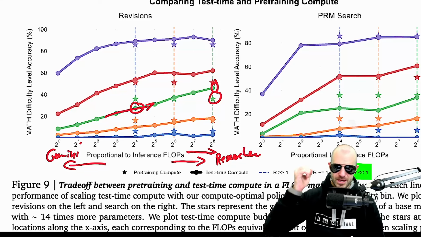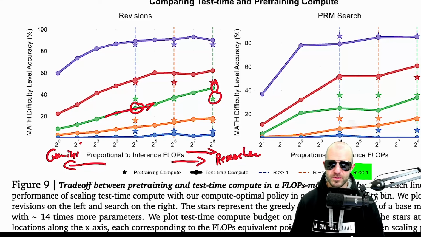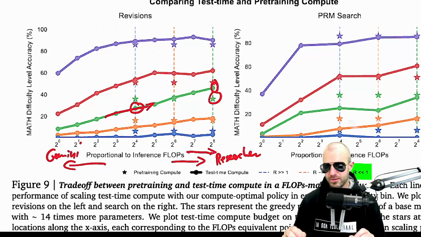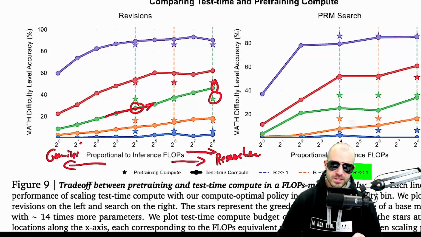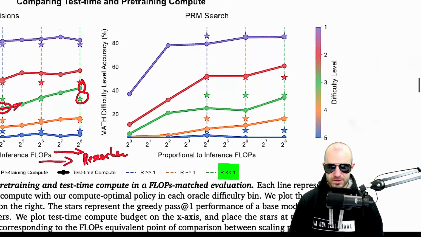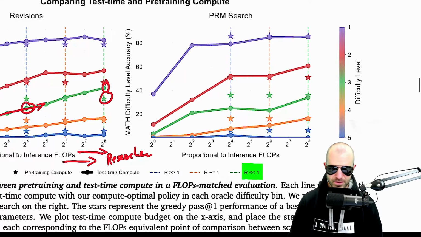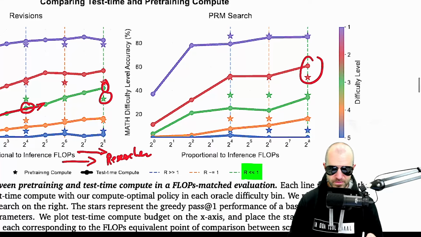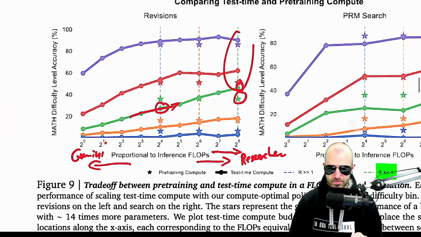When you expect to sample a whole bunch of times from your model, investing into pre-training is much more valuable, because one investment into pre-training will affect all of the inferences, whereas one investment into inference just affects one inference. So that's why naturally you're going to see the stars towards the left being above the general lines, and the stars on the right sometimes being below them, for example, here or here.